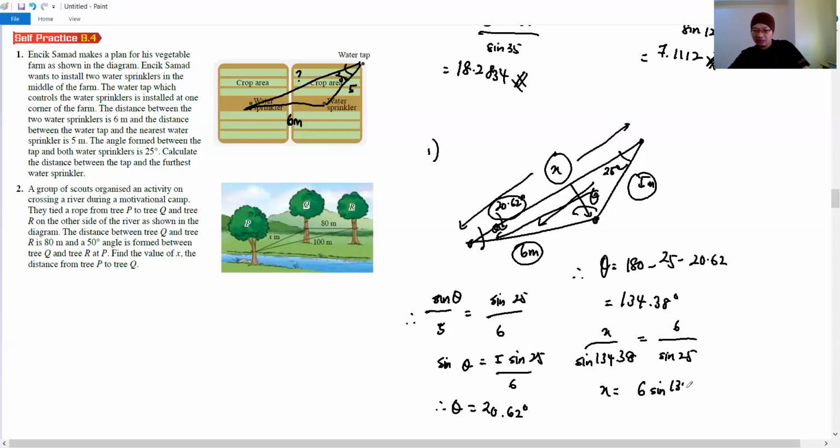So x equals 6 sine 134.38 over sine 25. So I supposed to get x how much here? Yeah, this is our answer, 10 point something. Okay, nampak ya? So 10.147. So the answer is 10.1470, rounded to 4 decimal places. Okay, settle for the first question.